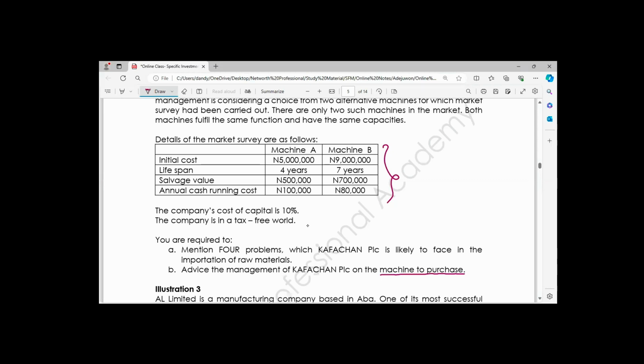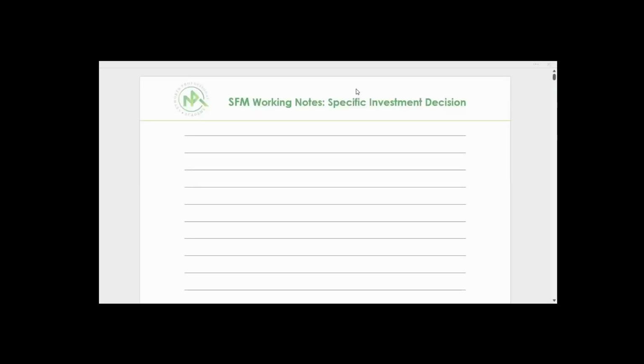The useful life of machine A is 4 years. The useful life of machine B is 7 years. Therefore, if you calculate only NPV and you stop, then you have not done justice to the question. So what this simply means is that you need to calculate annual equivalent cost, all right, by dividing your NPV with the annuity factor of each of the machines, all right? So without wasting time, let me quickly switch to working notes so that we can complete this and move to the next one. So the name of this company is Kafachan.